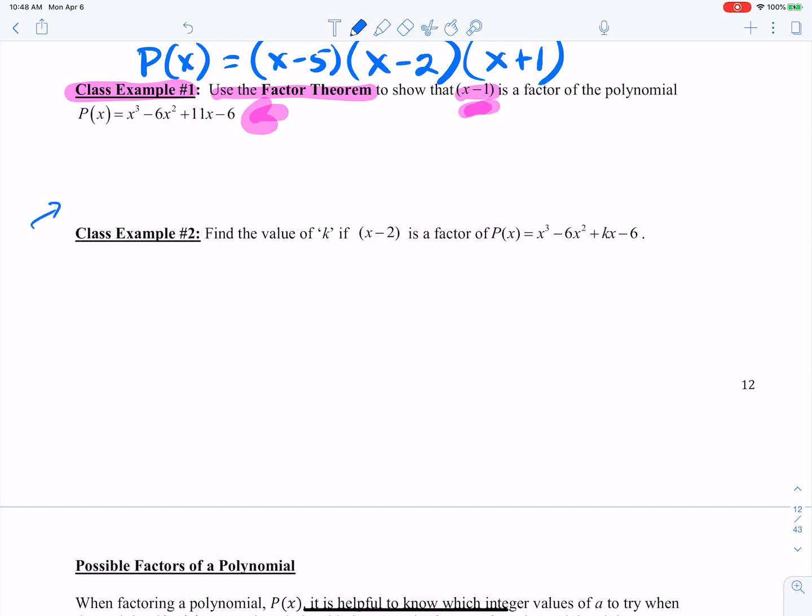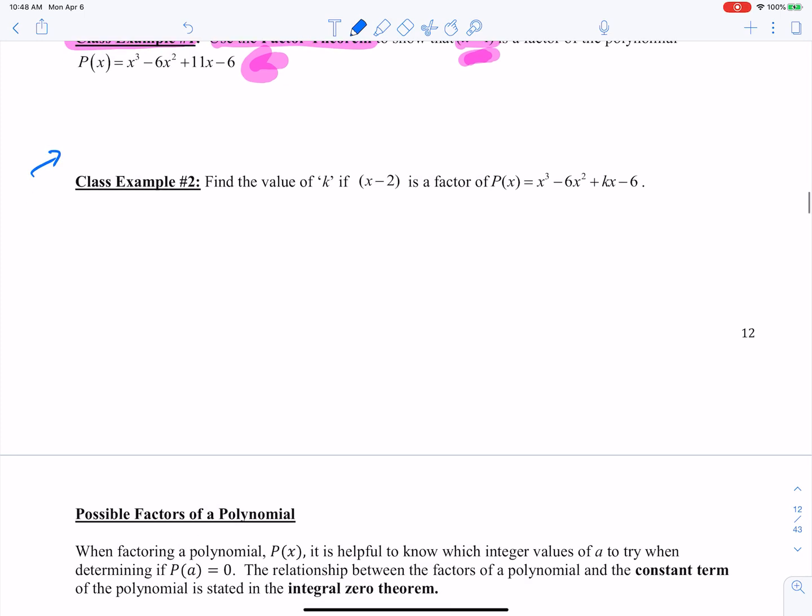All right, I'm just going to let you check the class example solutions for that, and we're going to go ahead and do class example 2. Find the value of k if x minus 2 is a factor. So I'm going to take the polynomial.